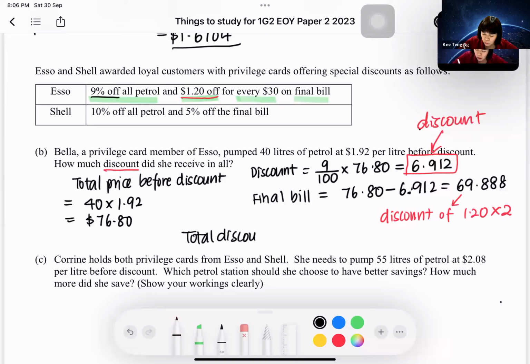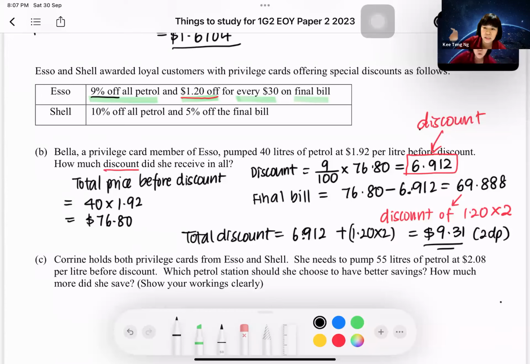Total discount will be the $6.912 plus, I got how many sets of $1.20? I got 2 sets of $1.20. $1.20 times 2 over here. Okay, so $6.912 plus 1.20 plus 1.20, 2 times. That will give me a total discount of $9.312. But since it's money, 2 DP, so I'll round it off to 9.31 to 2 DP.